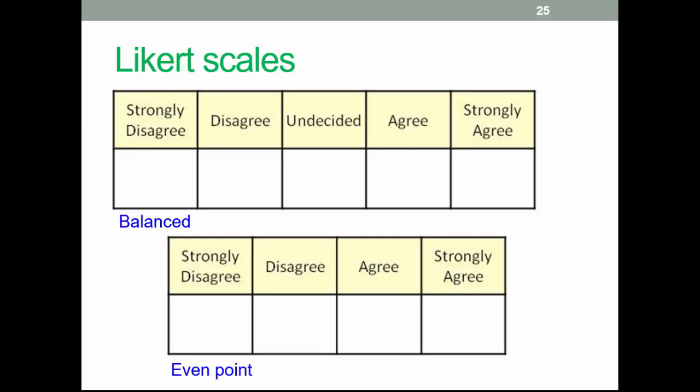The top is a balanced Likert scale. It has a midpoint, which is usually a neutral point, in this case undecided. Even point scales do not have a midpoint, so force users to express an opinion, either pro or con. There are reasons why you use both, and you may want to do some reading about this.